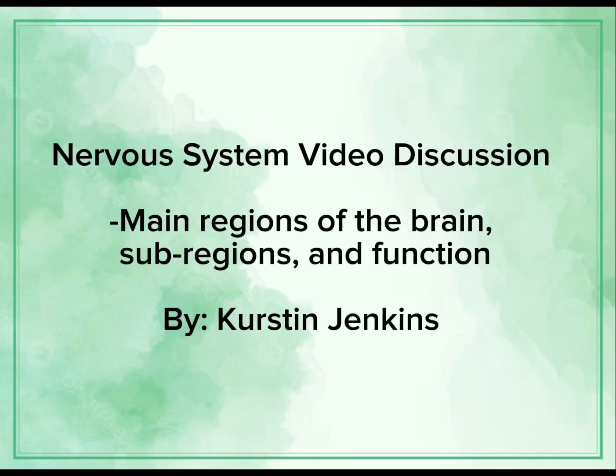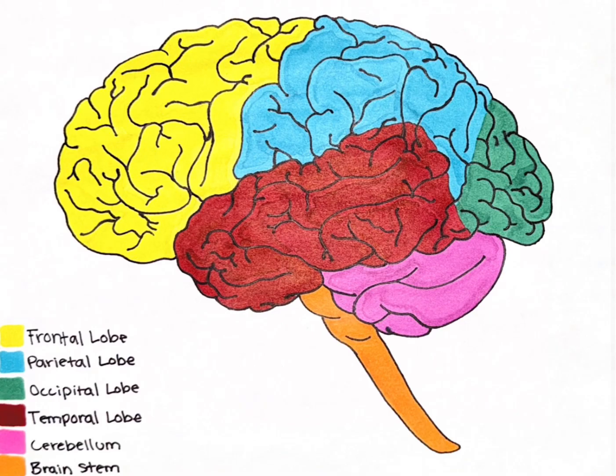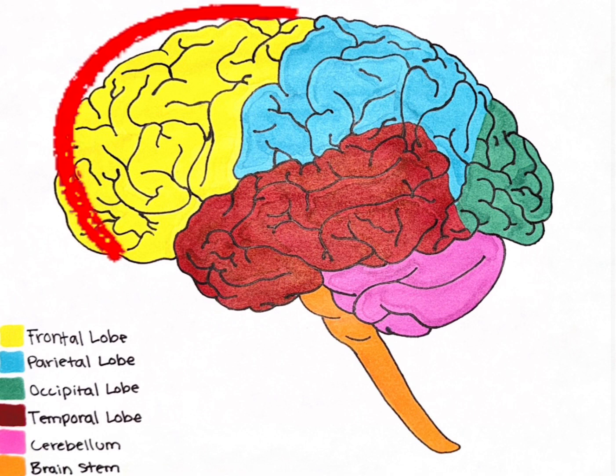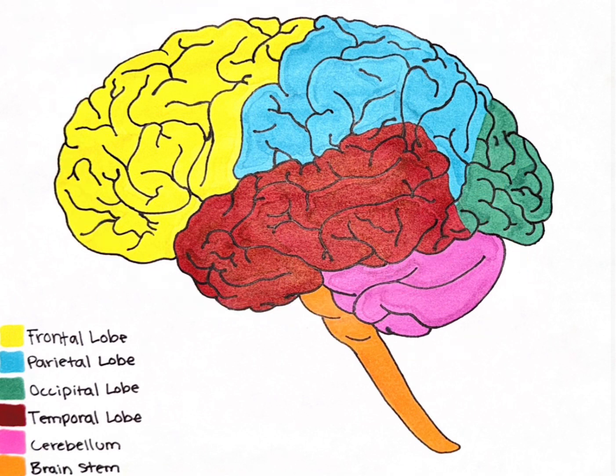Hi, this is Kirsten Jenkins, and my nervous system video discussion will be about the main regions of the brain, subregions, and their functions. The main regions of the brain are the cerebrum, cerebellum, and the brain stem.